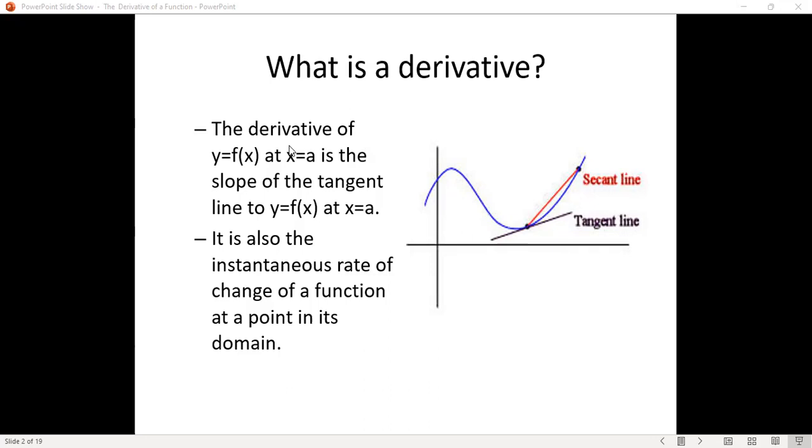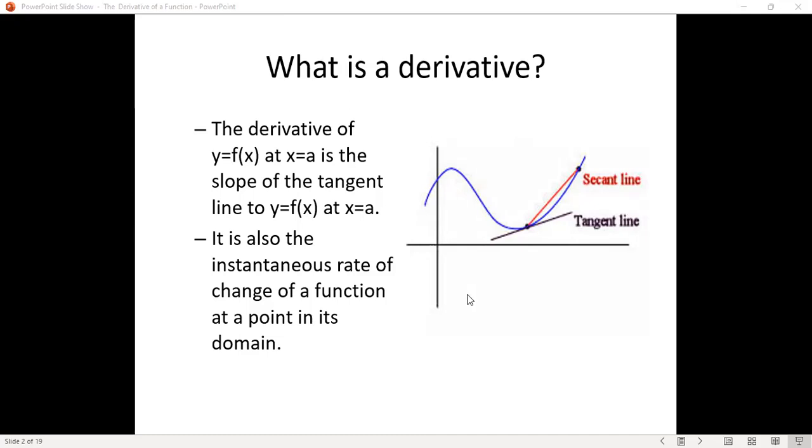So guys, the concept of slope: for a straight line, the slope is constant, but for curves, it varies from point to point. And the equation of the slope is given by the derivative of y equals f of x. It is also the instantaneous rate of change of a function at a point in its domain. So it's the rate of change of y for every unit change in x. Because that's how we define the concept of slope, right? That's change in y over change in x.